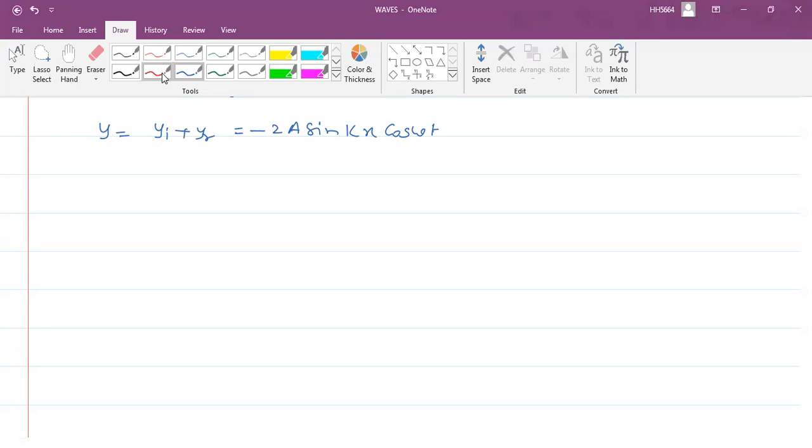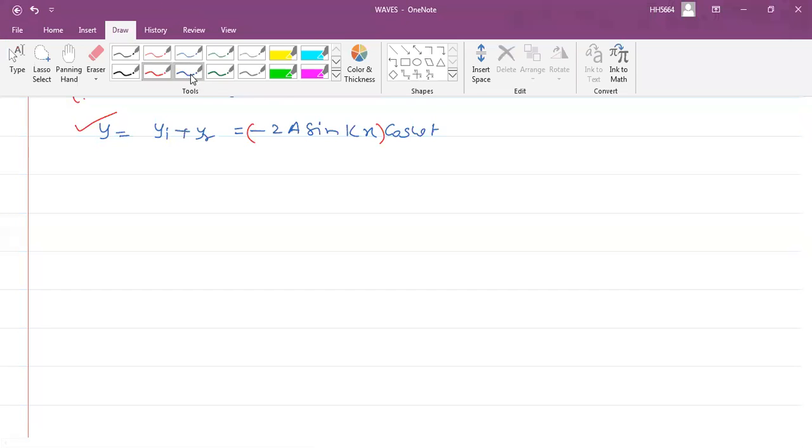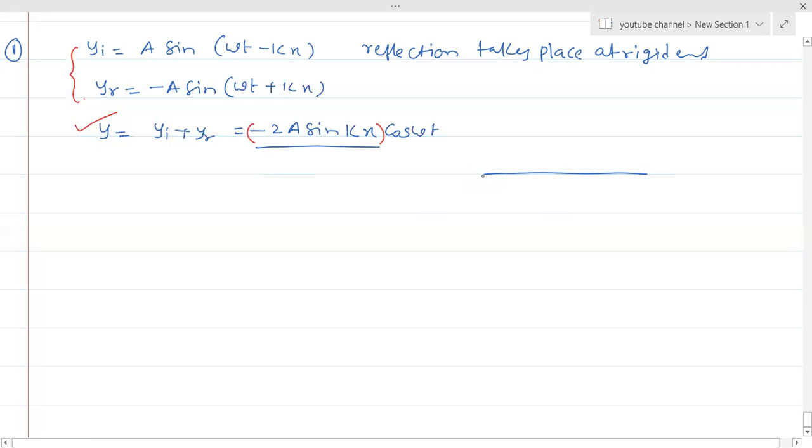Without working through all these things, just by seeing its form, we are able to locate the positions of nodes and antinodes directly. So let us see. Observe this equation, minus 2A sin kx. This means the resultant wave appears as a sinusoidal wave. Therefore, starting from x equal to 0, the wave starts like this, and we have the reflected wave. So this will be the resultant wave.